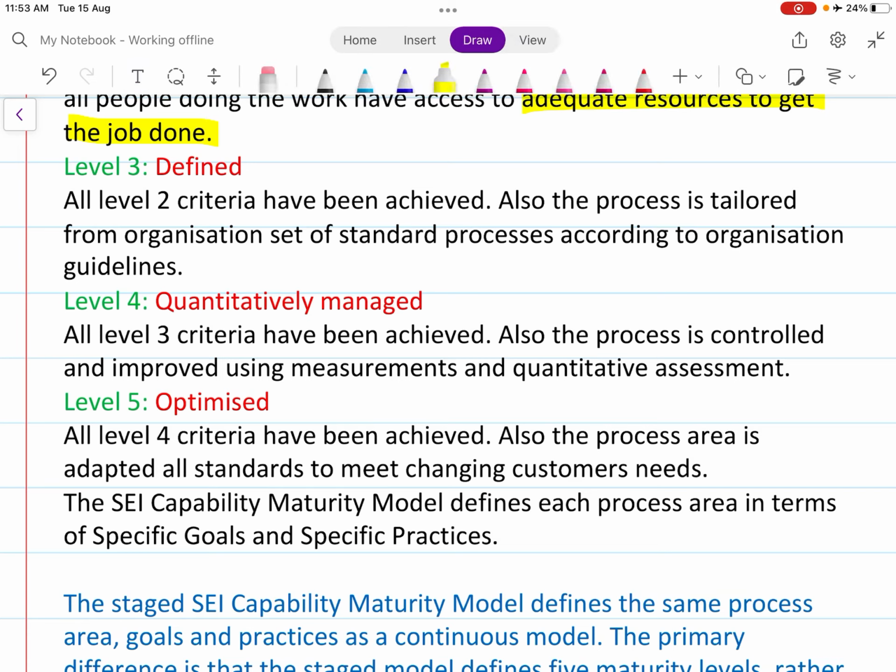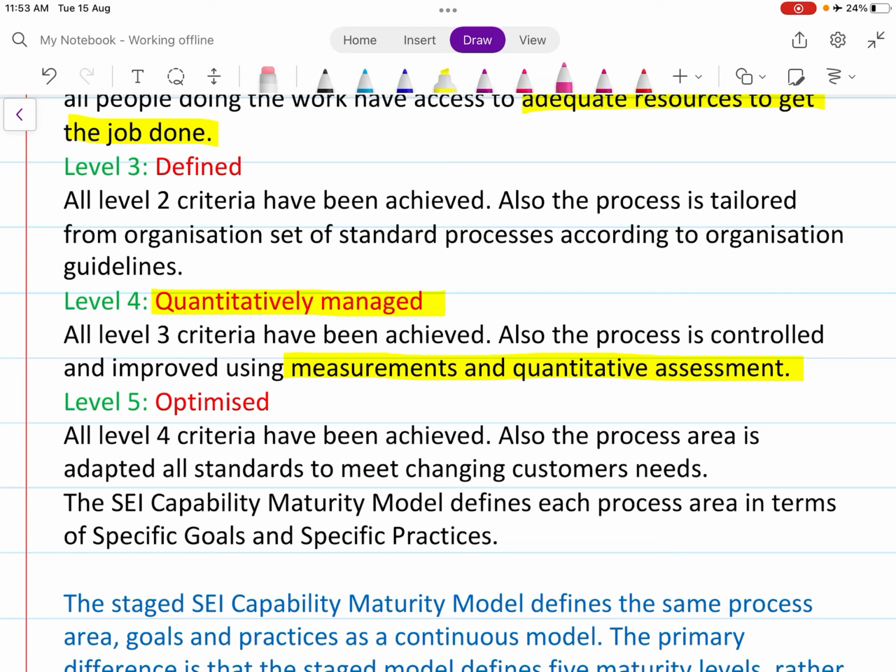Level 4 is quantitatively managed. All level 3 criteria have been achieved. All the processes are controlled and improved using measurements and quantitative assessment. And optimized means all level 4 criteria have been achieved. All the process areas are adapted, and all standards adapted to meet the changing customer's needs.